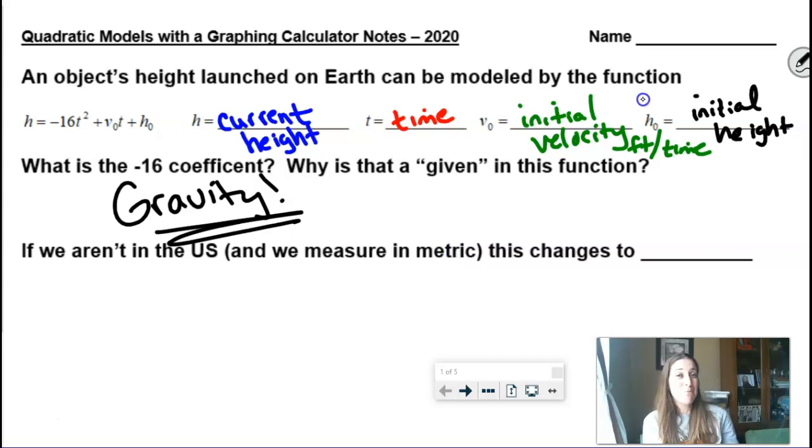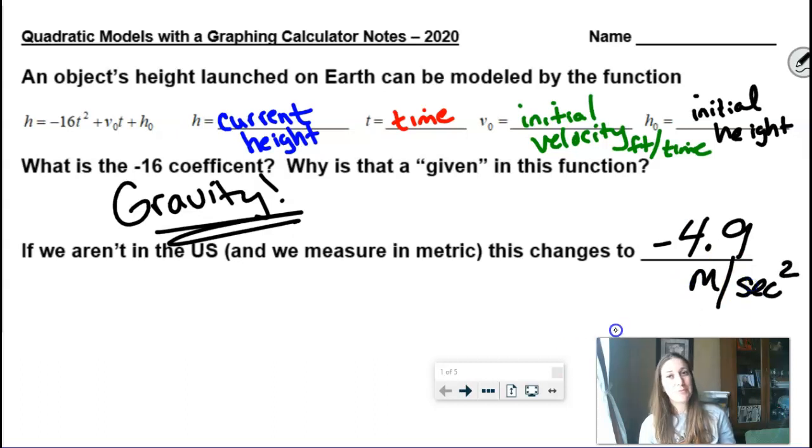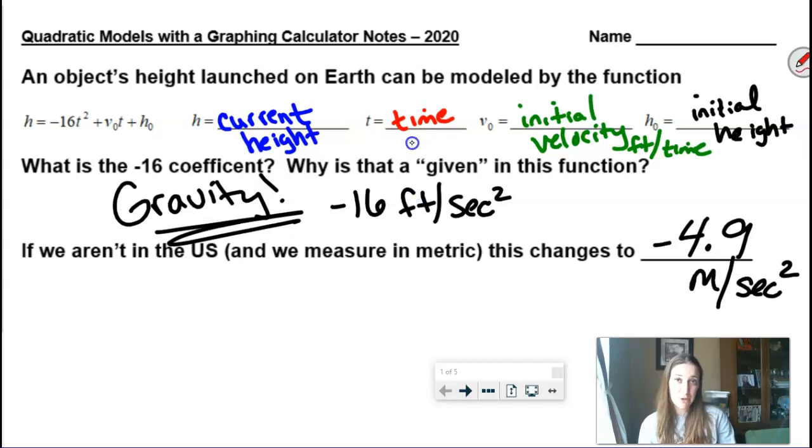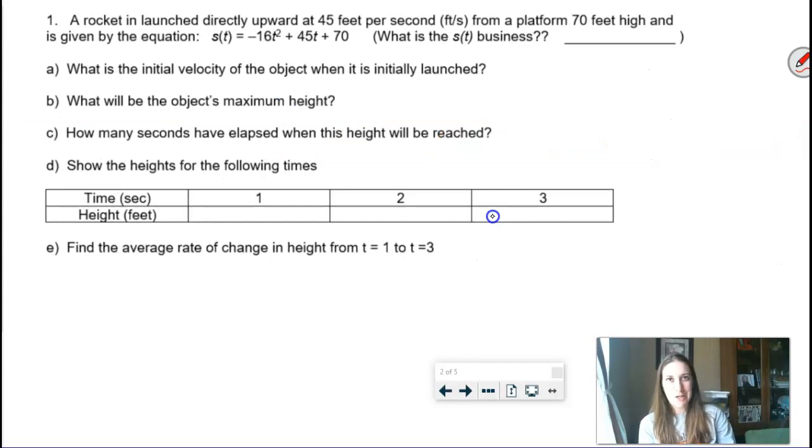The rest of the world measures in metric, and if you're measuring in metric, then this initial value gets changed to negative 4.9. And that would be meters per second squared. So gravity, that a value for these formulas, is negative 16 feet per second squared. And then, so I should make a little note here, the time should be measured in seconds. I forgot about that for a minute. So the US problems is negative 16 feet per second squared. In the metric problems, which I do throw one in on here, it's negative 4.9 meters per second squared.